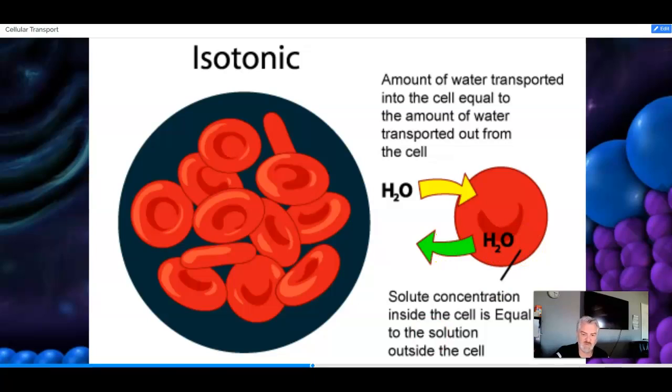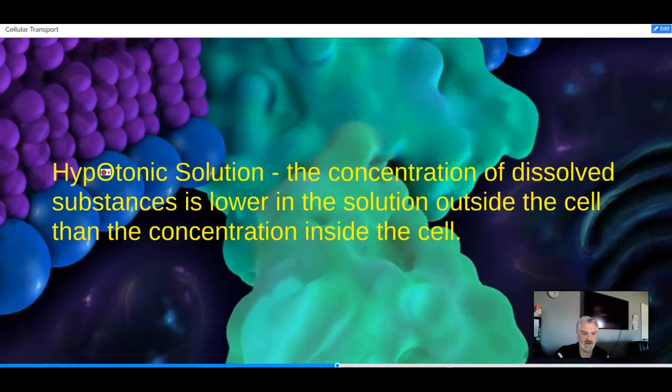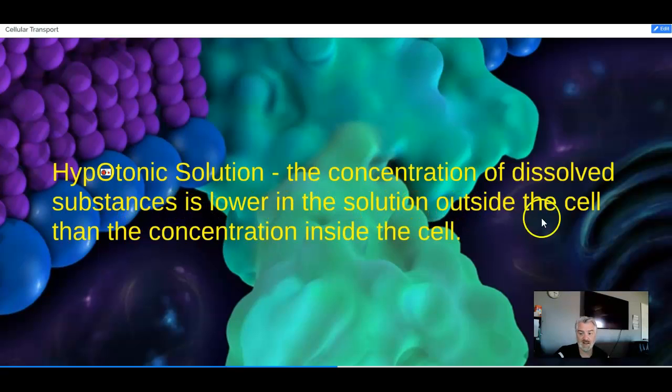So that was the pretty easy one to understand. The other two are a little more complicated. So the first one is called a hypotonic solution. If you remember, the prefix hypo means low. So this says the concentration of dissolved substances is lower in the solution outside the cell than the concentration of the substances inside the cell.